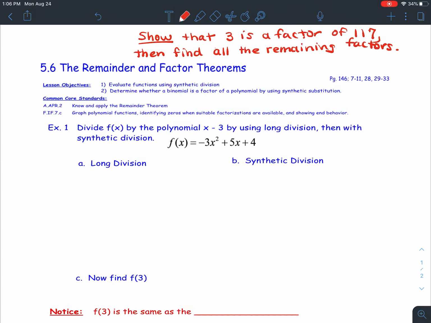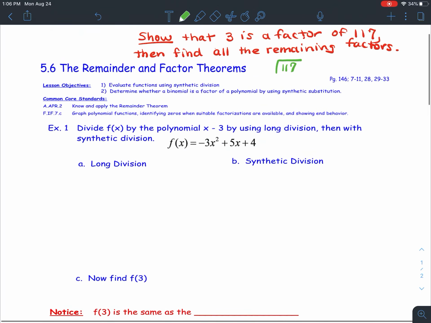So first and foremost, if you were asked to show that 3 is indeed a factor of 117, one thing you could do is simply take the number 117 and show that 3 would divide into it evenly with no remainder. That's what it really means when a number is a factor of another number: it goes into that number evenly with no remainder. So if I could show that 117 divided by 3 gives you an answer with no remainder, that's showing that 3 is a factor of 117.